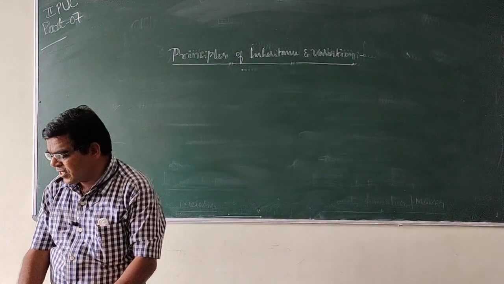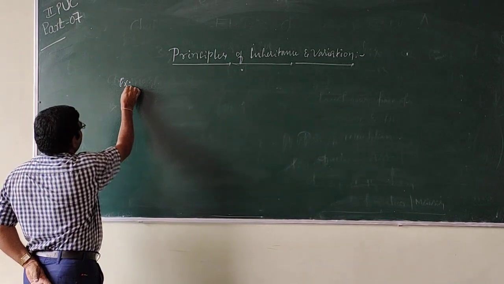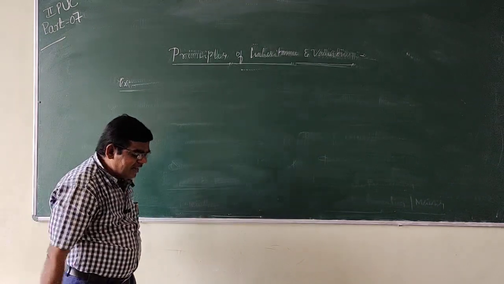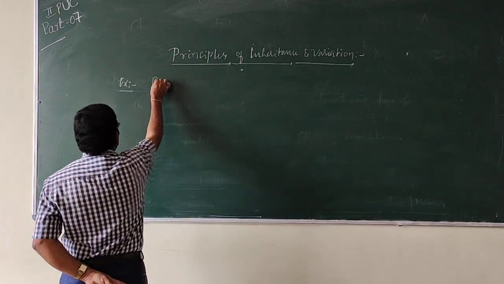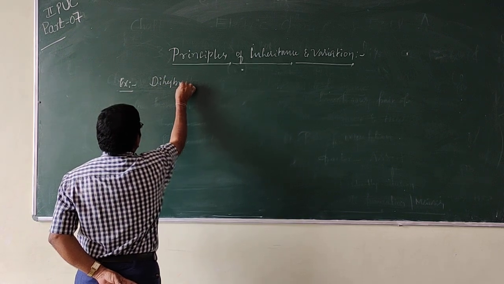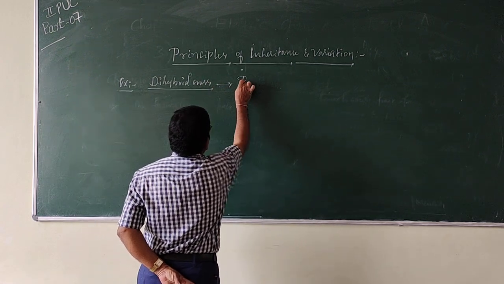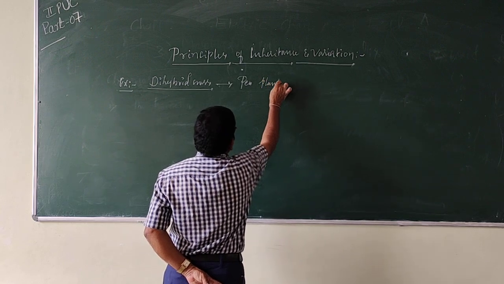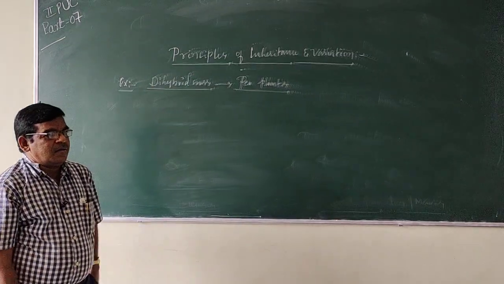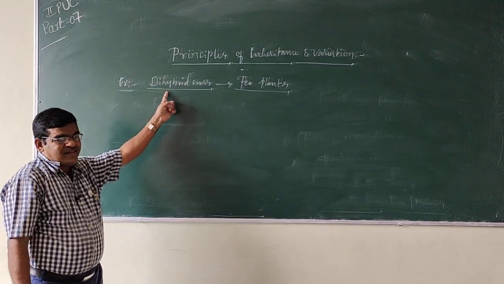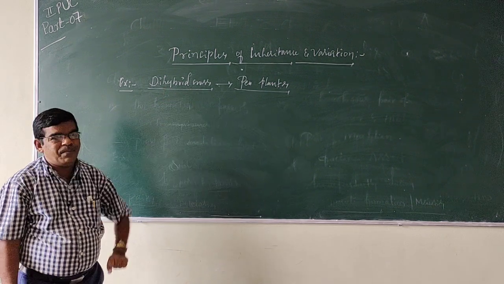Next, the example for the chromosomal theory of inheritance. The best example for the chromosomal theory of inheritance proposed by Sutton and Boveri is the dihybrid cross in pea plants.